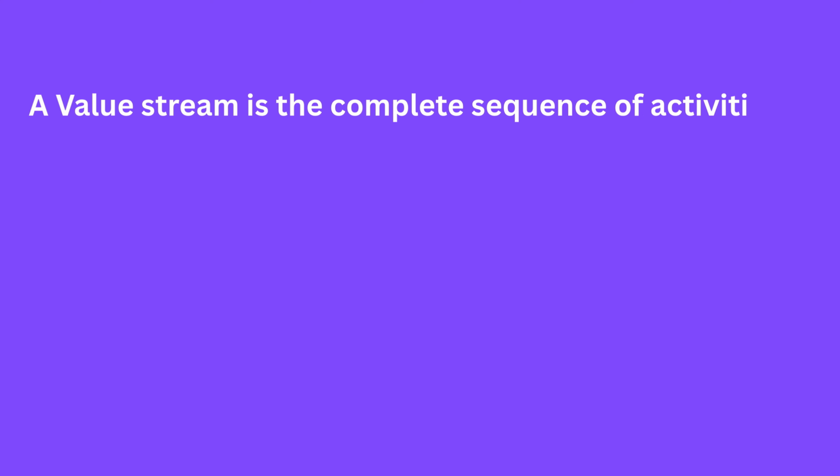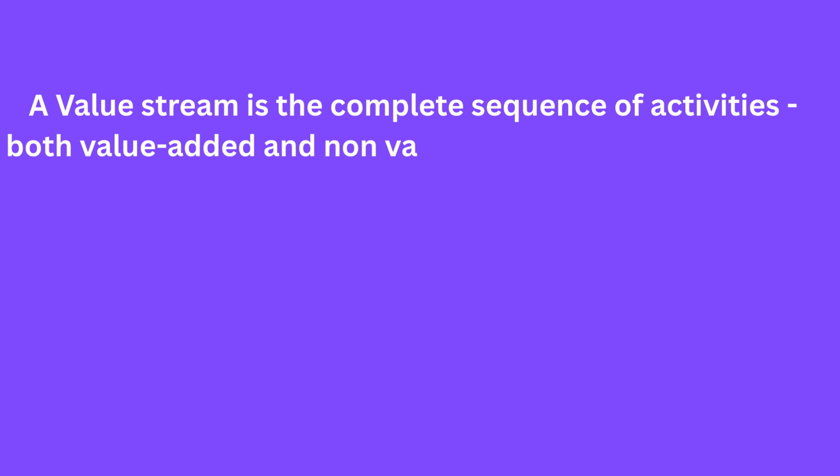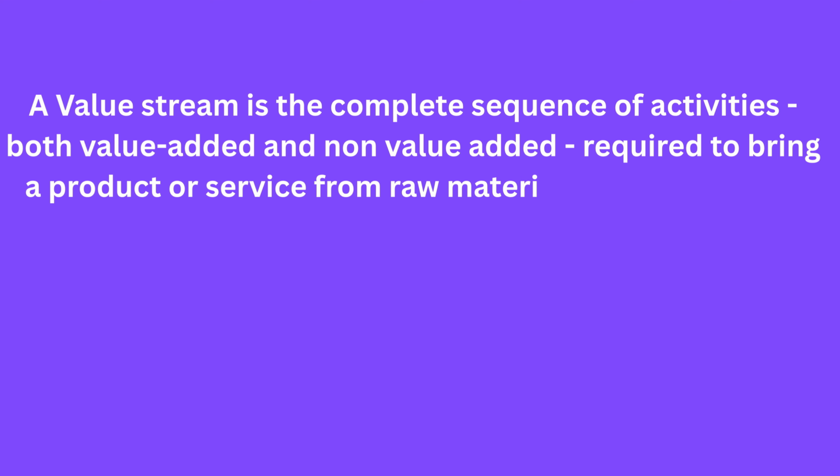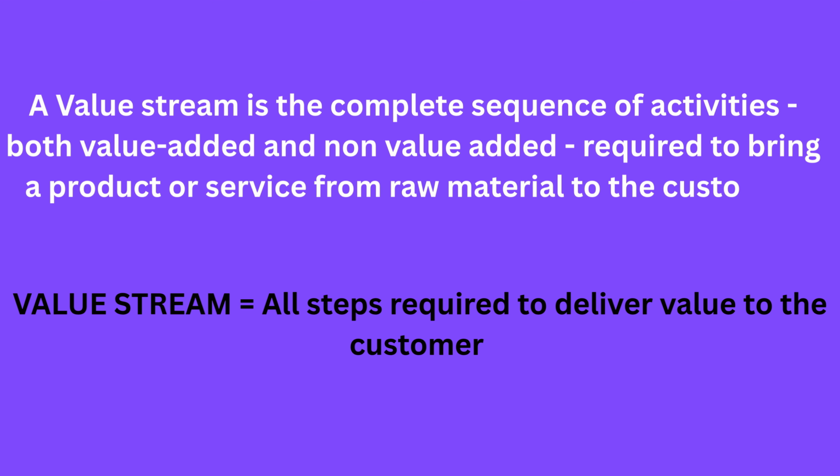A value stream is the complete sequence of activities required to deliver a product or service to the customer. It includes both value added and non value added activities, starting from raw material all the way to final delivery. In simple terms, value stream means all the steps involved in creating and delivering value to the customer. And this is exactly what Lean focuses on, understanding this entire flow so that we can eliminate waste and improve efficiency across the system.